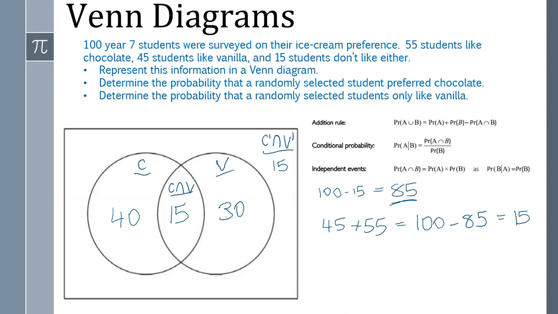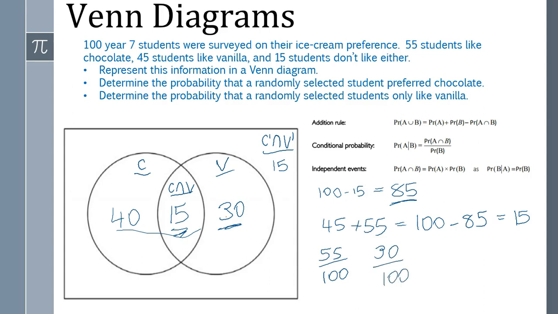Once you've got your diagram set up, then you're going to try and answer the questions. Determine the probability that a randomly selected student preferred chocolate. Do they like chocolate? Well, we've got 55 students who like chocolate out of 100. That's our probability. The second one, determine the probability that a randomly selected student only likes vanilla, is a bit different. They only like vanilla, so they don't like vanilla and chocolate. That one would be 30 out of 100 students.